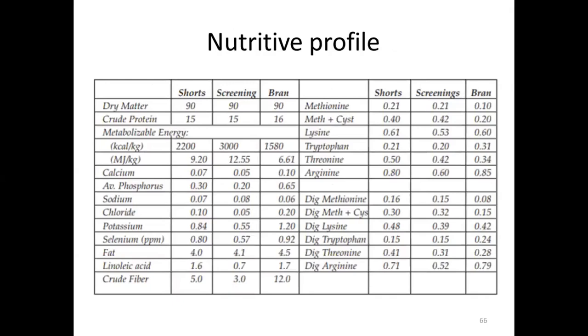These are the nutritive values of the wheat byproducts like sorts, screening, and bran. In sorts and screening, there is 15% crude fiber and the energy value is higher, 2,200 to 3,000 kilocalories. In bran, there is high fiber content. Protein content is slightly higher than wheat sorts and screening, and wheat bran has low energy, only 1,580 kilocalories metabolic energy per kg.